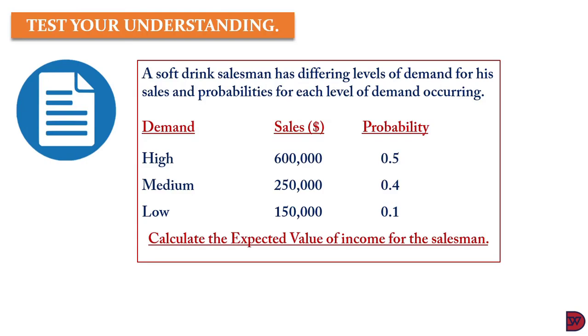Let's test our understanding. We are to calculate the expected value of income for this particular salesman. A soft drink salesman has differing levels of demand for his sales and probabilities for each level of demand occurring. For a higher demand, he's likely to make sales of $600,000, and the probability of that occurring is 0.5. For a medium demand, where the sales stand at $250,000, the probability is 0.4. And if he has a low demand, which means sales of $150,000, the probability of that transpiring is 0.1.